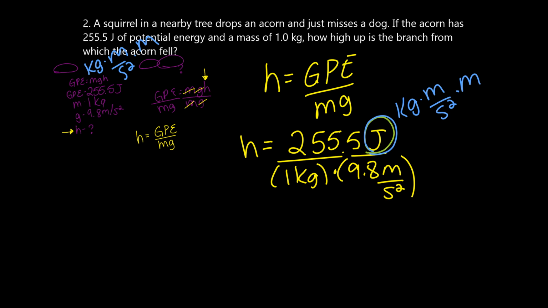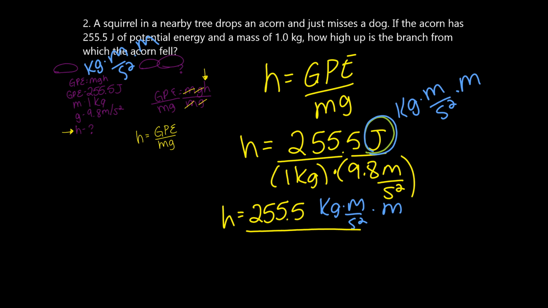So what we're going to do next is we're going to solve for our denominator. So h, and while I do that, I'm going to substitute my units for a joule. So height is equal to 255.5 kilogram meters per second squared times a meter, divided by 9.8 kilograms times meters per second squared.